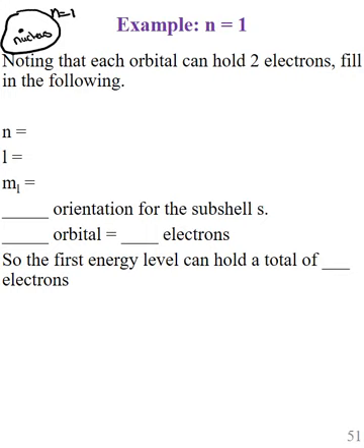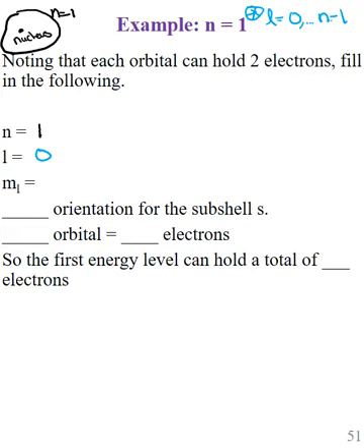our n is obviously going to be 1, right? Now L, if we remember, L can have any values between 0 and n minus 1. That is one of those that you need to memorize. So if n equals 1, what are the values L could have? L can only be 0, since n is 1.